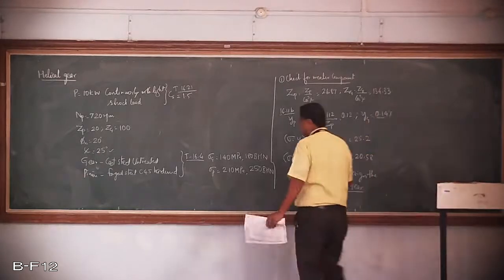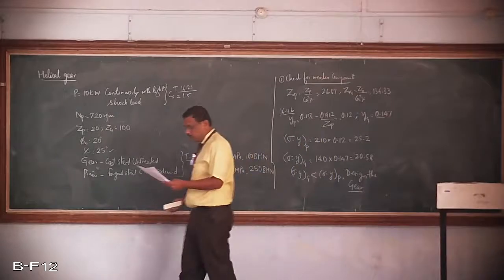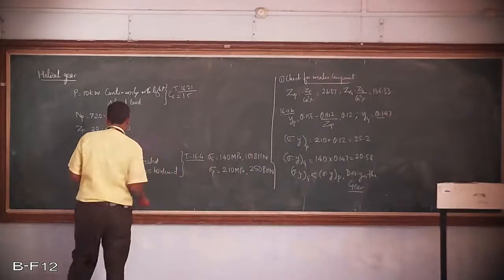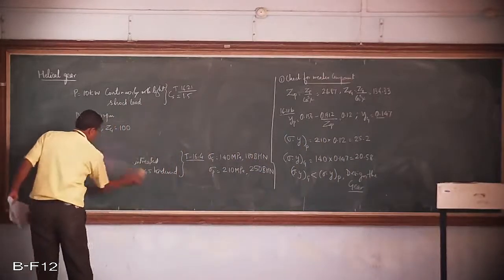Now, how to calculate the tangential load? We know the power, we know the velocity, we need to get the value of velocity and then proceed with it. Therefore, I'll just rub this.